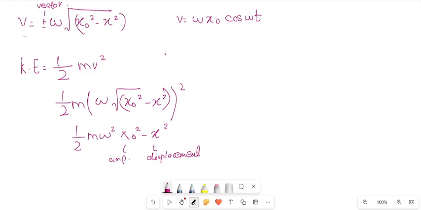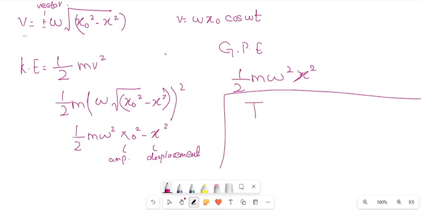And again, we have the gravitational potential energy, and that gravitational potential energy is simply going to be 1 by 2 m omega square x square. Now, what do we know about total energy? Total energy is kinetic energy plus gravitational potential energy: 1 by 2 m omega square (x naught square minus x square) plus 1 by 2 m omega square x square.